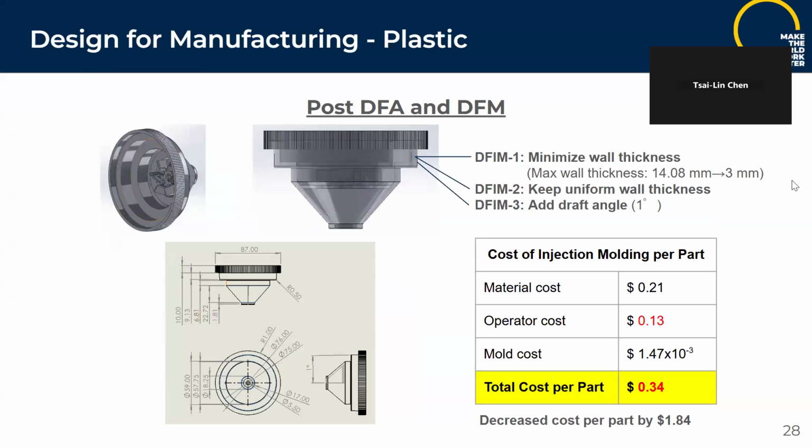Based on these recommendations, we redesigned the part by reducing the wall thickness to 3 millimeters, keeping it uniform and adding the proper draft angle. After redesign, the cost dropped to 33 cents per part, which is a significant reduction compared to the original design.